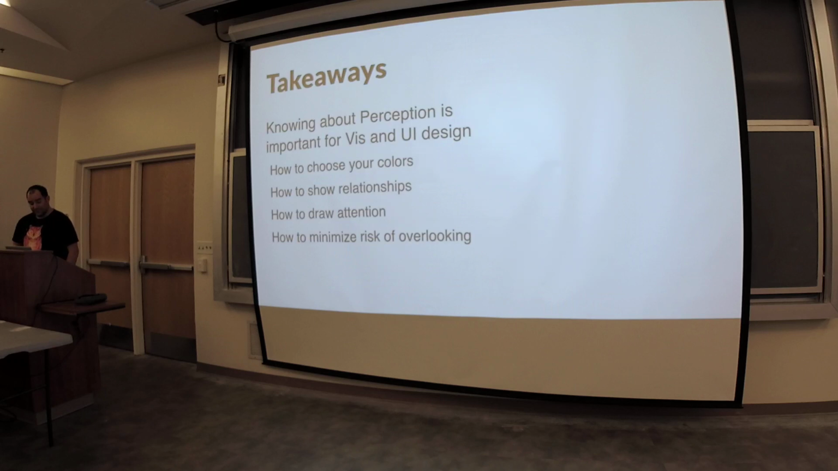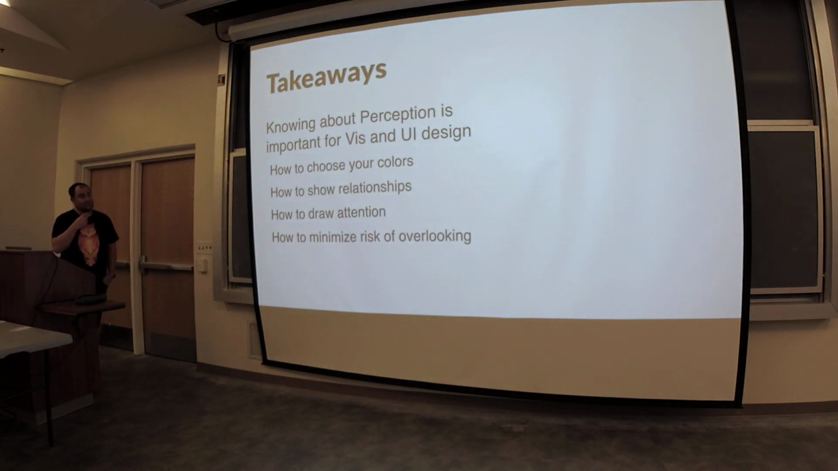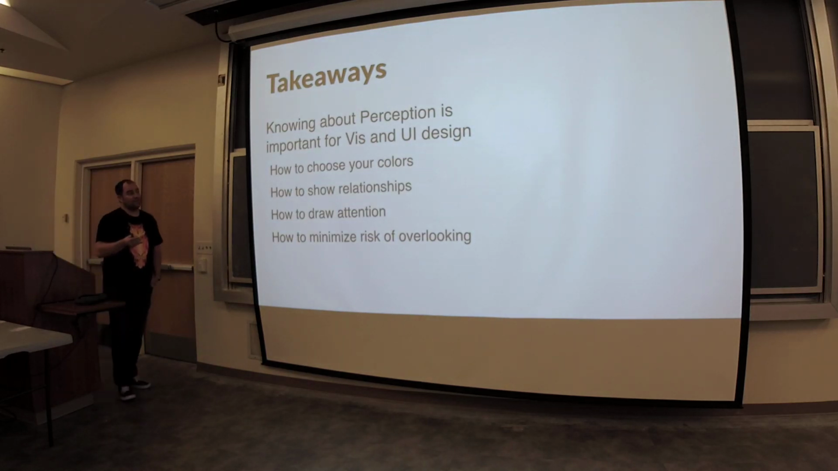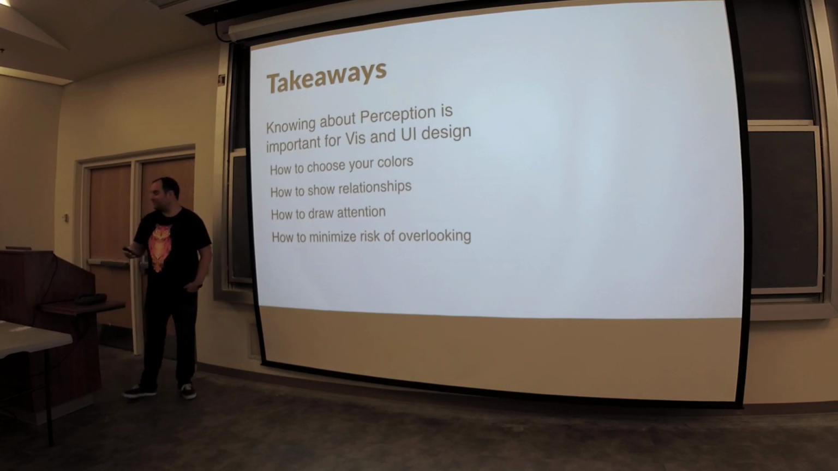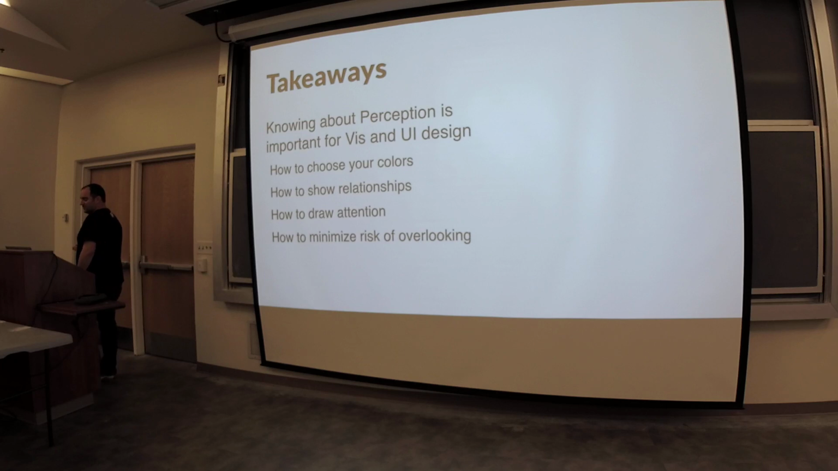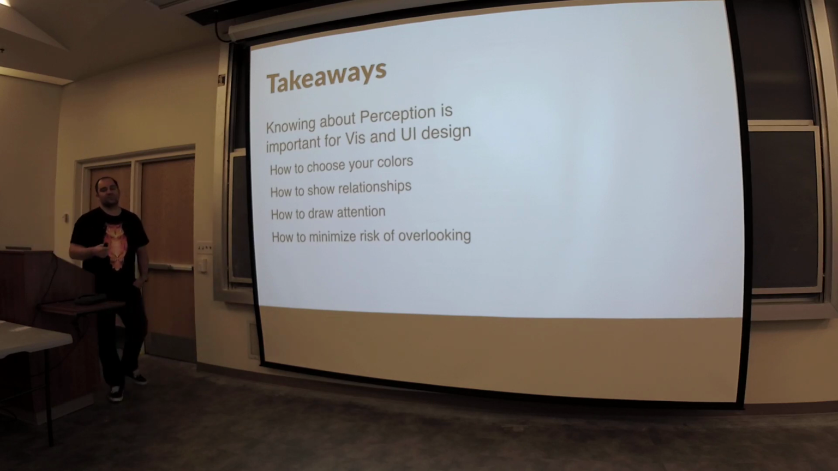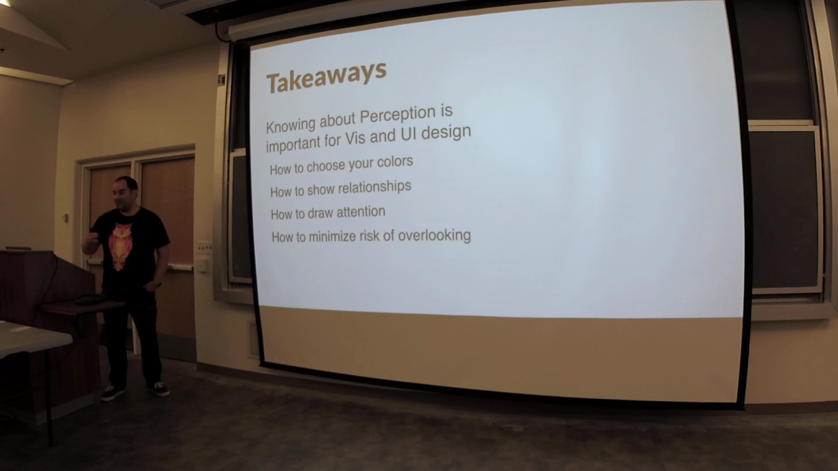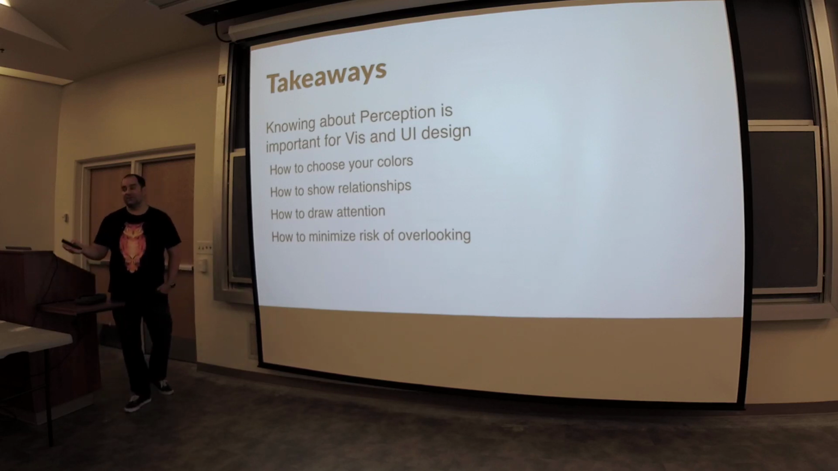So the takeaways about this perception lecture is that knowing about perception is really important for visualization and more generally user interface design. How do we choose our colors? We need to be aware of the properties of colors, like color hue is unordered, for example. We need to be aware of things like color blindness in a large share of the population.